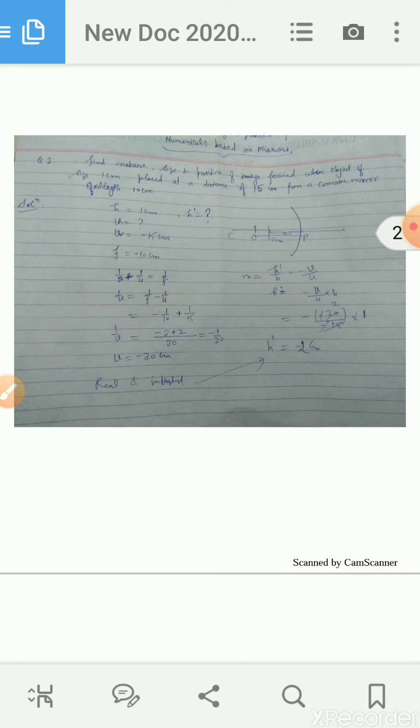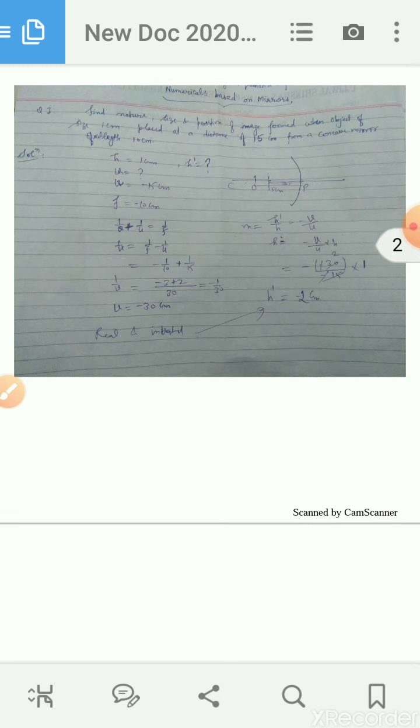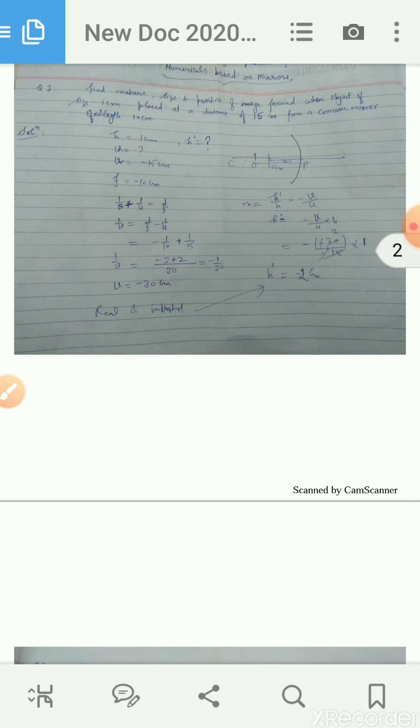Always the object is placed on the left, so it is taken negative. For a concave mirror, focal length is also negative, minus 10 cm. Height of object is given as 1 cm. We have to find the image height h'. From the mirror formula, we can easily find v, which comes to minus 30 cm. And from the other formula, h'/h = -v/u, we can easily find the image height, which came to minus 2 cm.